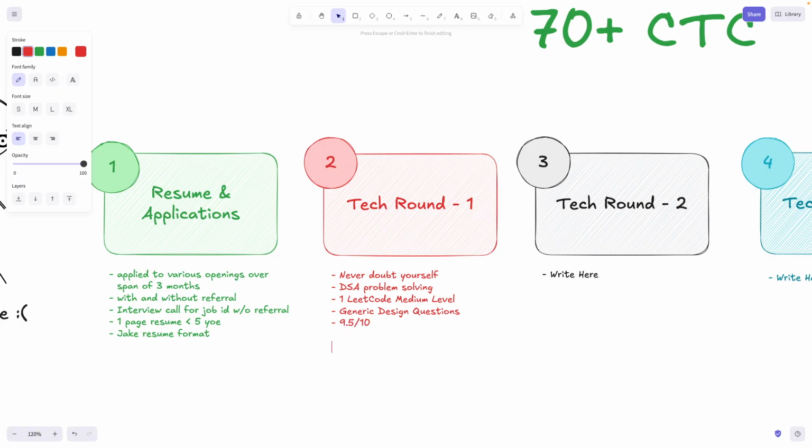And if I have to give some tips, make sure that you have well revised LeetCode 150, LeetCode top interview questions, or even the Striver sheet. Any of those.